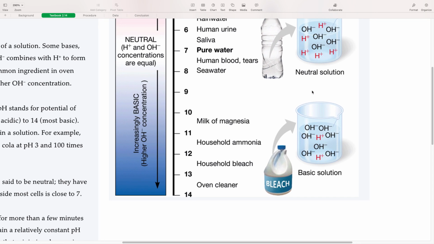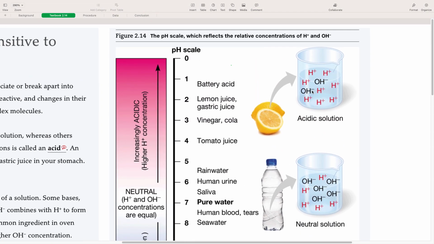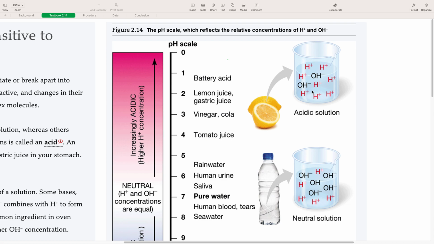So take a look at a base. A base is OH minus. Aren't acids and bases just water broken up into their ions? If you have more H plus, hydrogen ions, that's an acid. OH minus, why are they both deadly? Why is this really going to hurt you? What's the problem with H plus?